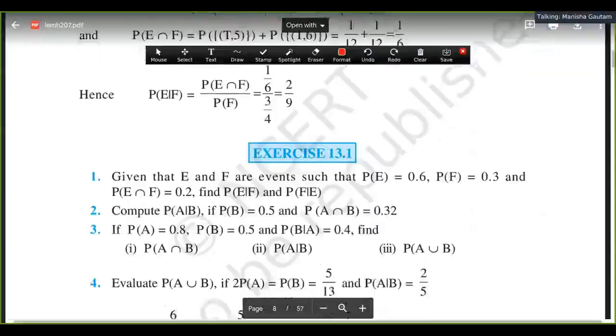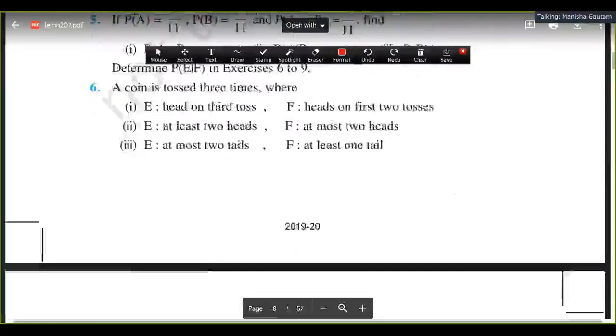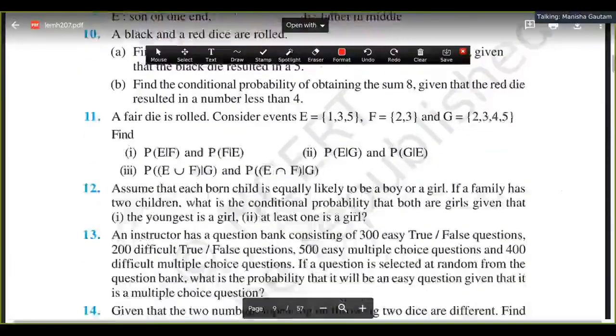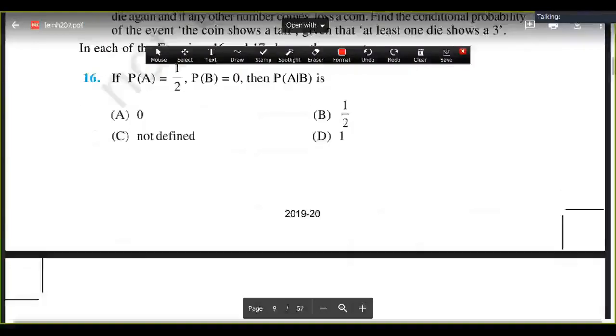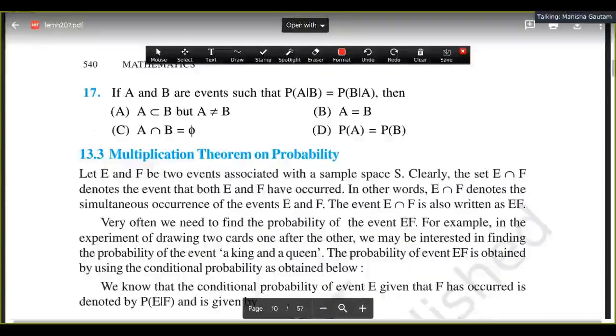Now do exercise 13.1. Try the questions of 13.1. You can do all the questions. Questions are not difficult. After this exercise, we will discuss the multiplication theorem on probability.